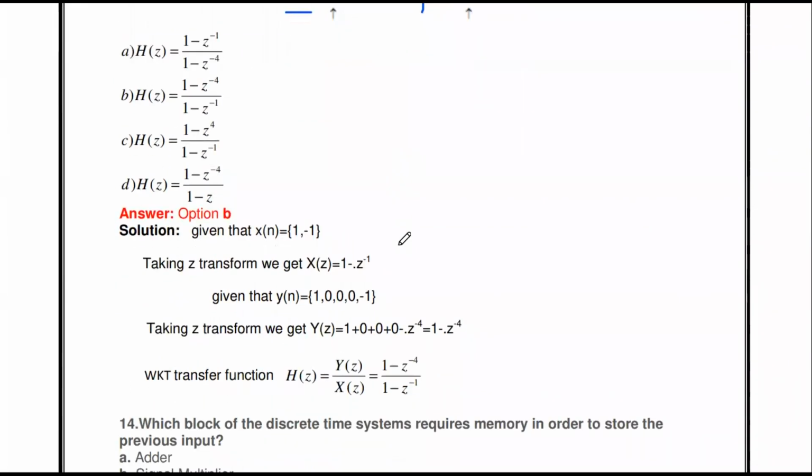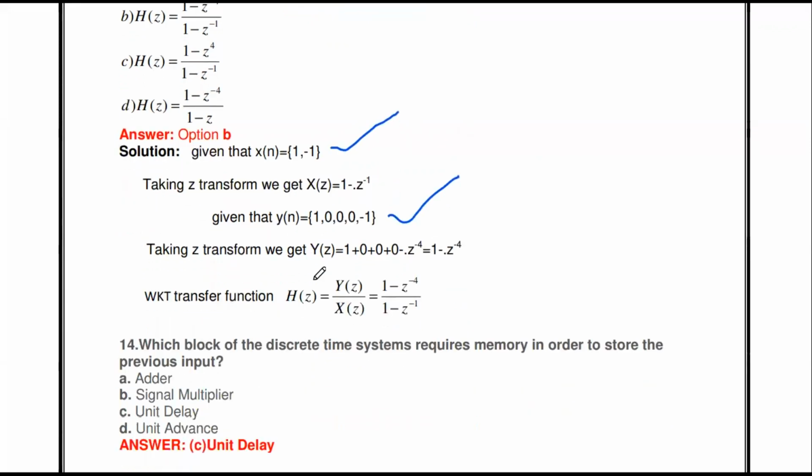Similar procedure only. Since x of n and y of n are given, for x of n we take the Z transform. You already know 1, minus 1: the capital X of Z is equal to 1 minus Z inverse. Similarly for the y of n signal, the capital Y of Z is equal to 1 plus 0 into Z power minus 1 plus 0 into Z power minus 2 plus 0 into Z power minus 3 minus 1 into Z power minus 4. So 1 minus Z power minus 4.